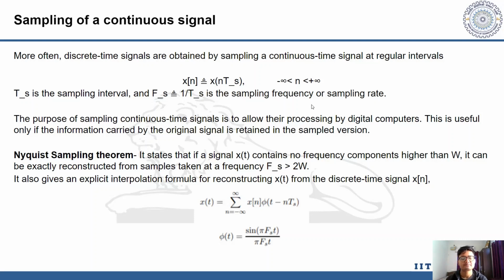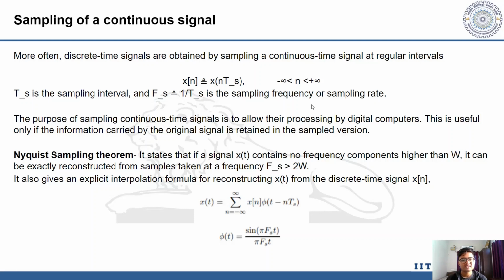Because here we need discrete time signals, and these can only be obtained from any continuous time source by sampling at regular intervals. This is the expression for sampling, and here Ts is the sampling interval, and Fs, which is 1 by Ts, is the sampling frequency, or we can say the sampling rate.